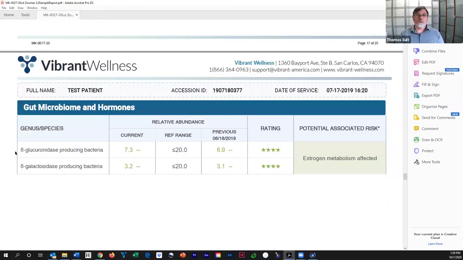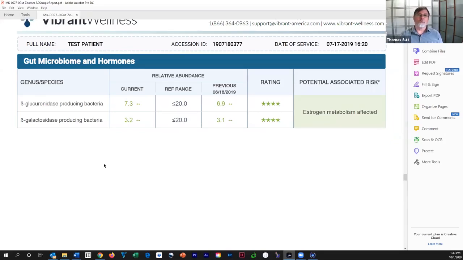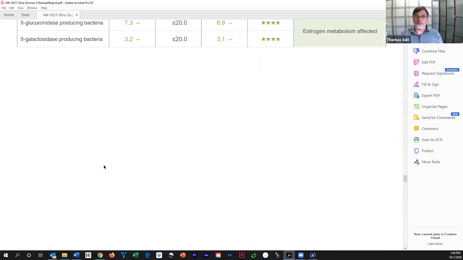Hormones. Here's two bacteria that produce this stuff called beta-glucuronidase that we talked about earlier about how it deconjugates. Well, conjugation is one of the ways that you detoxify excess estrogens. And so if those were abnormal, it may suggest that you don't process your estrogen ideally.